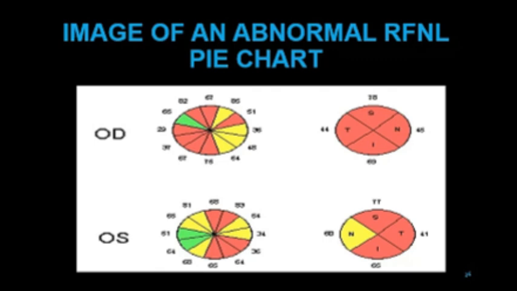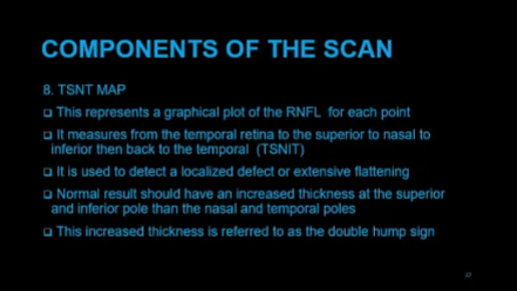Remember, this is just a basic slide on OCT. There are also advanced slides on them, but we need to focus more on the basics before we go to the advanced. I'm sure most of you already know what I'm talking about, so I'm just trying to refresh your memory. The next component is the TSNT map, also called TSNIT. It is pronounced TSNIT, but it means temporal, superior, nasal, inferior, temporal map.